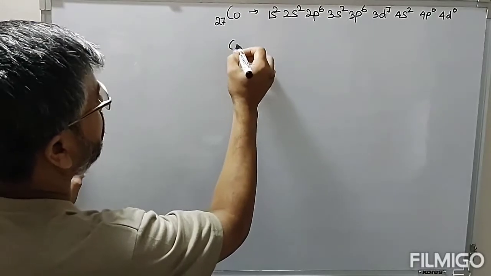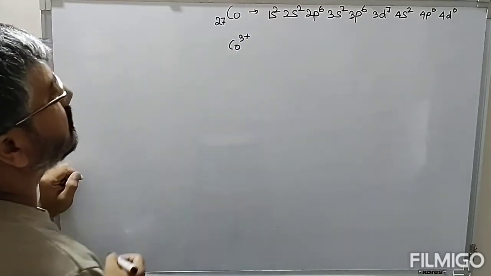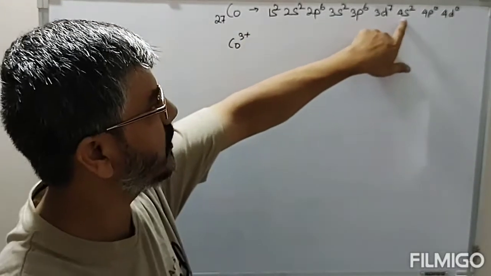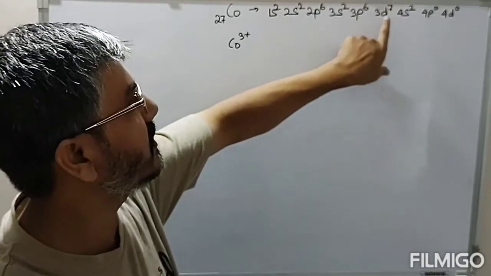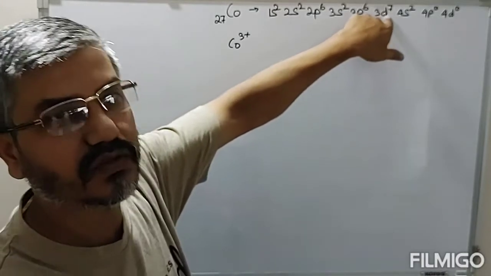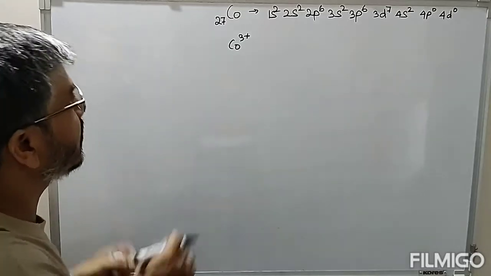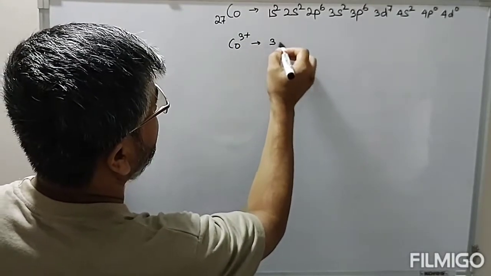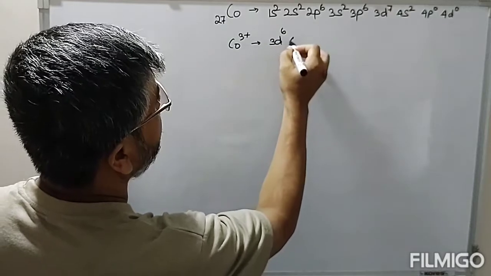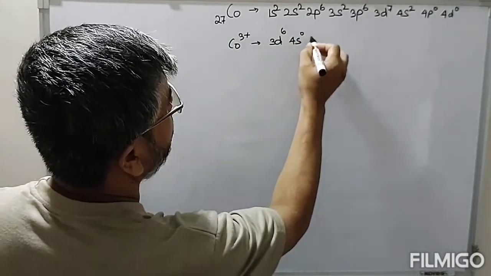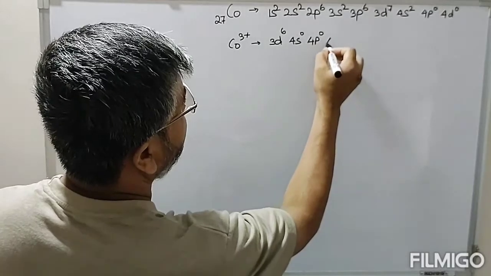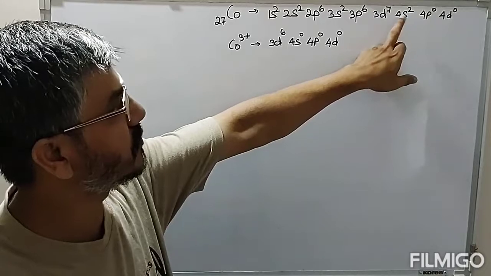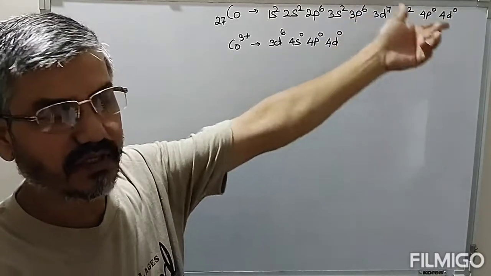Now let's consider this cobalt plus 3 ion. So we have to remove 3 electrons from the neutral atom. First the 2 electrons from the s orbital should be removed, then the third electron should be removed from 3d. So I'm just writing the valence shell electronic configuration. We have 3d6, 4s0, 4p0 and 4d0. So we remove 3 electrons, 2 from the 4s orbital and 1 from 3d.